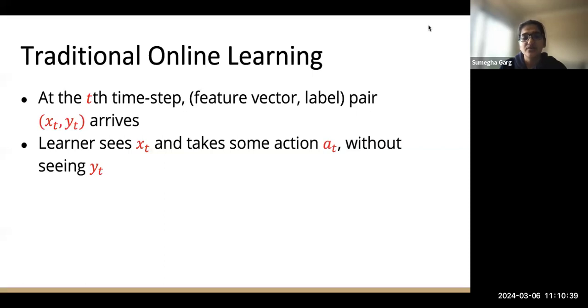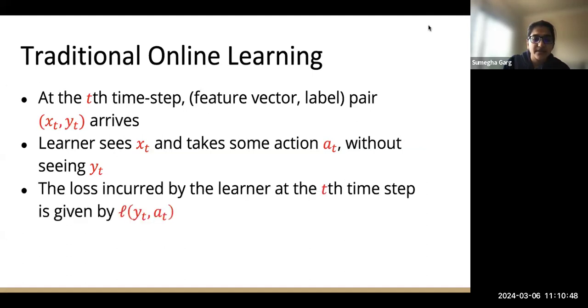And a learner sees the feature vector xt and takes some action at without seeing the actual outcome yt. And then the loss incurred by the learner is similar to the batch setting. It's the loss incurred by the action at with respect to the actual outcome, which is yt. So this is similar to the batch setting in the sense that informally the goal is still that we want to minimize the loss incurred by our actions.